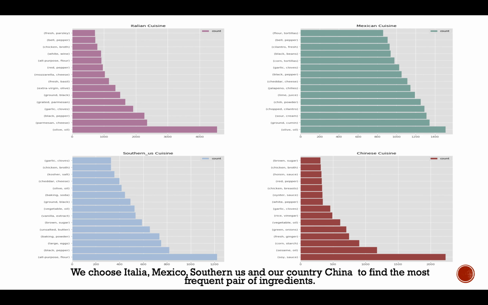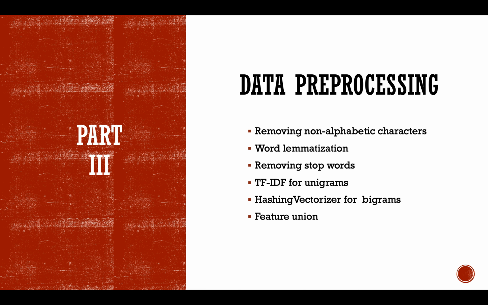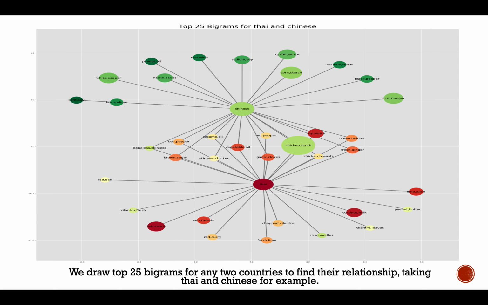Then, we choose the top 3 countries in the previous cuisine distribution and our country China to find the most frequent pairs of ingredients in these countries. Finally, we draw top 25 diagrams for any 2 countries to find their relationship. Taking Thai and Chinese for example, we can find that both of them like using chicken and broth to make dishes.